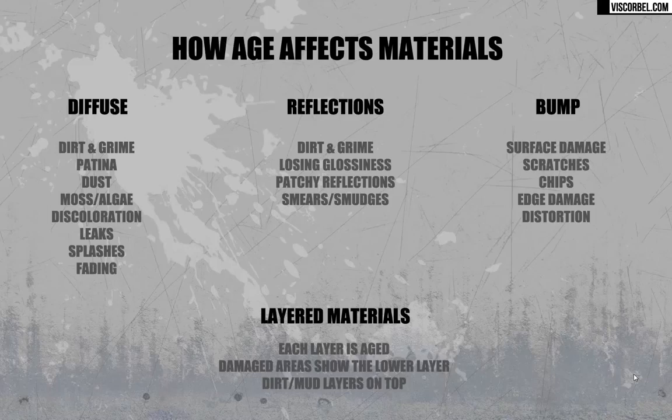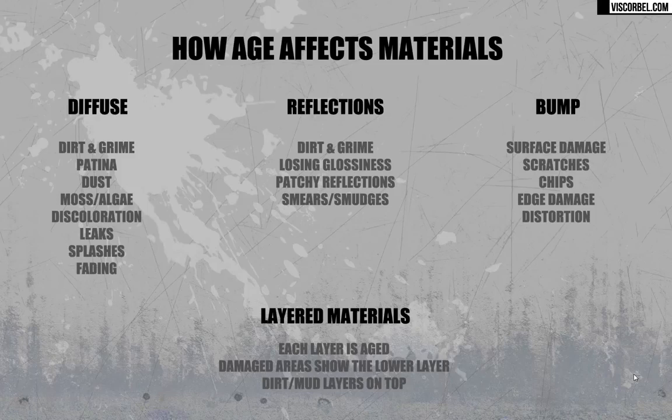Let's talk a bit about some basic theory. So I made a little list that shows how age affects materials. The three main components of the material are diffuse, reflection and bump. And let's look at how each of those maps are affected by age, weather, wear and tear, and so on. So let's start with the diffuse.